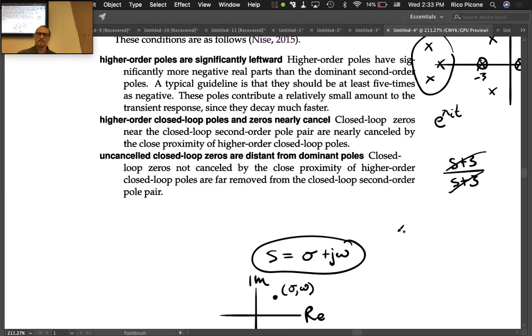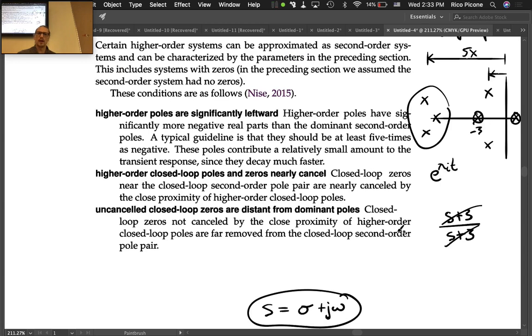Okay. Good. So, then higher order closed loop poles and zeros, the cancel, we talked about this. There can be this cancellation, but we have to be a little cautious, especially if there's any unstable pole associated with that. Uncancelled closed loop zeros are distant from dominant poles. So that would be the case if we've got some zeros out here. Once again, these aren't going to affect these dominant poles very much. So yeah, that's the gist of it.